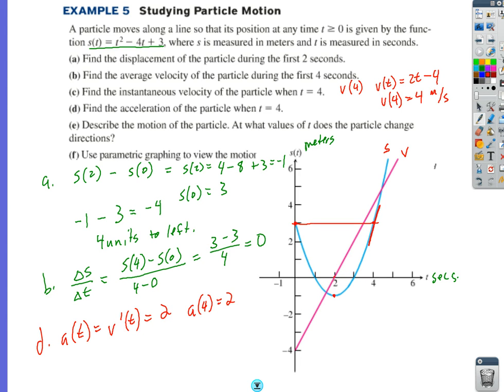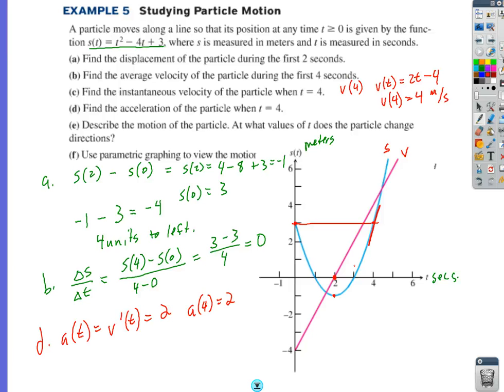Notice what happened to my velocity graph. My velocity graph also tells me direction. When my velocity is negative, I'm moving to the left, just like I was moving to the left here. When my velocity is positive, I'm moving to the right, just like I started moving to the right there. So that's how I describe my motion. I change direction at 2. My directional change happens when velocity is 0, or when my position function has a minimum or a maximum.